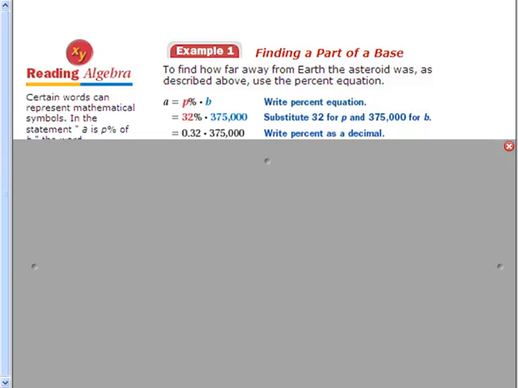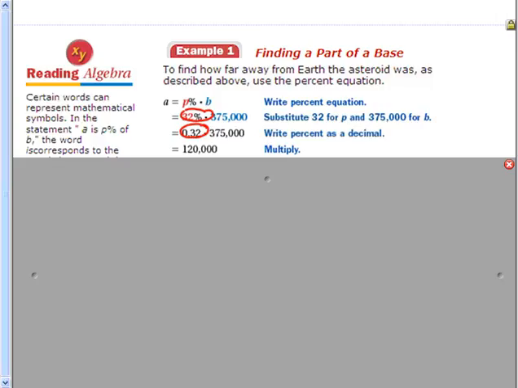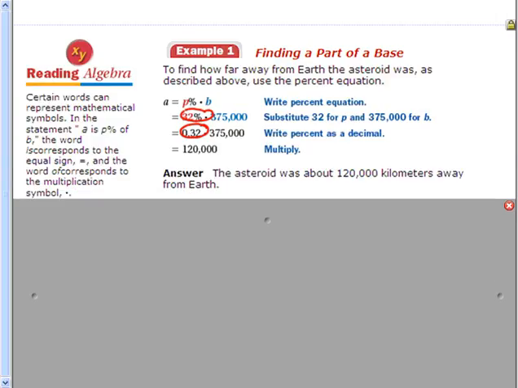Now, whenever we calculate in a percent equation situation, we rewrite the percent in its decimal form. So they have changed 32% into its decimal form, 0.32, moving the decimal point to the left twice, as we practiced earlier. And then they're multiplying 32 hundredths times 375,000. When you multiply those numbers, you get 120,000. Now that multiplication could be done on a calculator. It could also be done on paper using either lattice or traditional multiplication, but that's how they got their answer. So the answer is that the asteroid was about 120,000 kilometers away from the Earth.